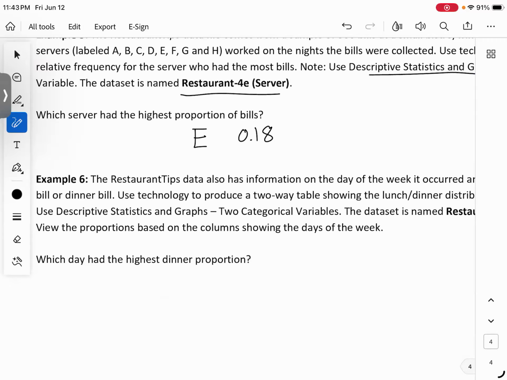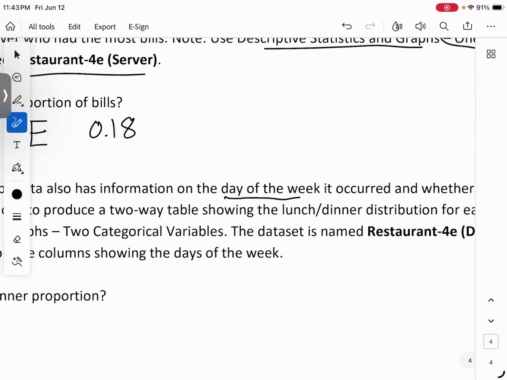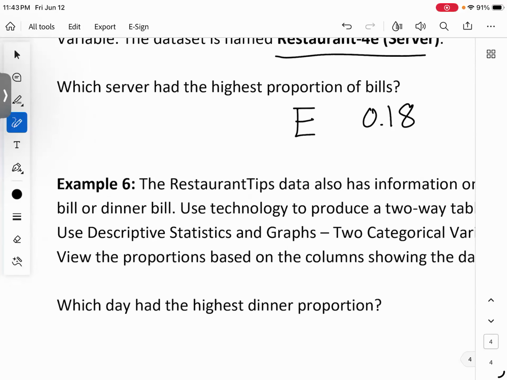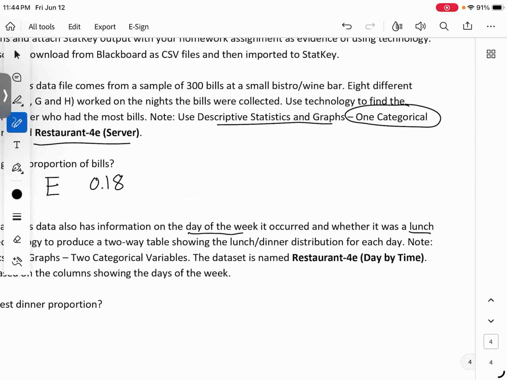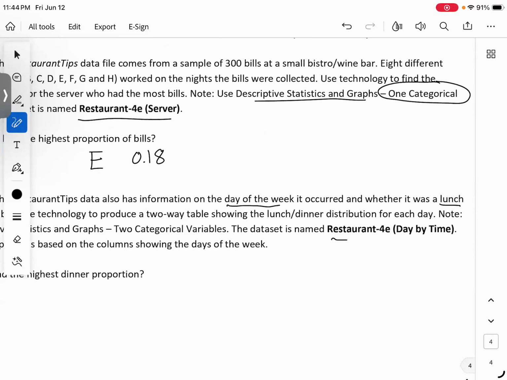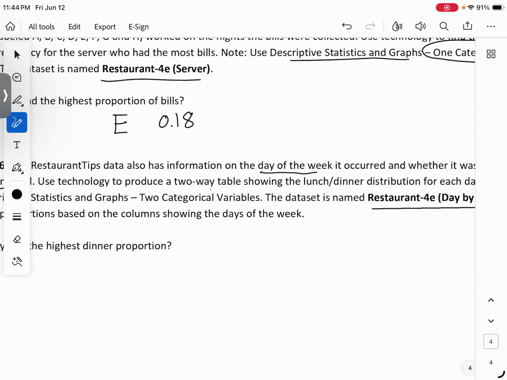Example 6, the restaurant tips, also did another comparison, which was comparing the days of the week, Monday, Tuesday, Wednesday, Thursday, Friday, Saturday, Sunday, and whether it was dinner or lunch. Like throughout that day, how many times people came for lunch, and how many times people came for dinner. Now this is the name of the data set: Restaurant, fourth edition, day by time, but it's going to be the two categorical variables.